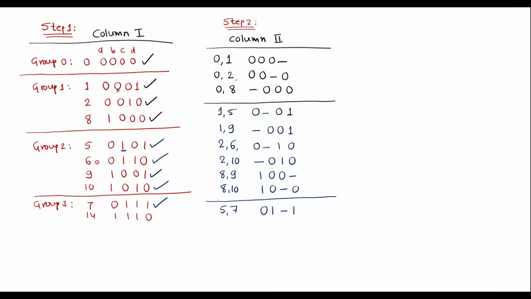Now compare 6 with 7. So here we have 0, 1, 1, 0. Here we have 0, 1, 1, 1. They differ by 1 bit, that is the LSB bit. So I will consider 6 and 7, that is 0, 1, 1, dash.